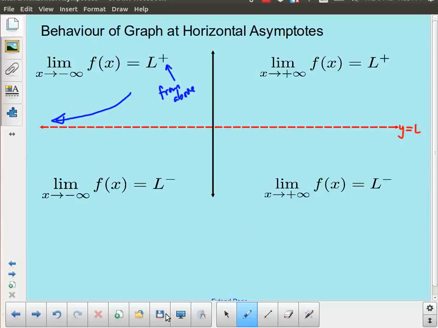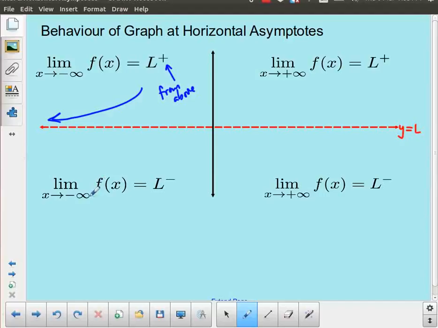You can also get, I don't want you to think that's the only way this can work, something that looks like that. The end result is it approaches the asymptote from above, even though it may have crossed the asymptote at some other point. For now, we're just going to look at it in the simplest case.